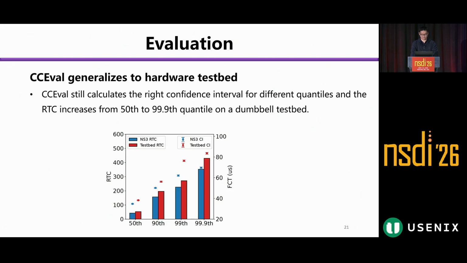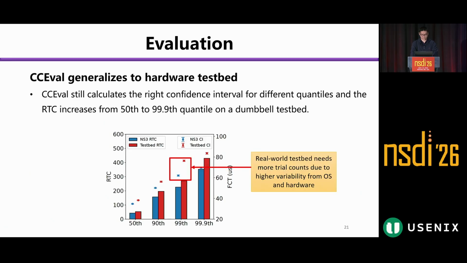We then move from simulation to a hardware testbed. The testbed uses the same dumbbell topology as the NS3 simulation. CCEval still calculates the correct confidence intervals for different quantiles, and the required trial count increases from the median to the 99.9th percentile. However, the real-world testbed needs more trials than simulation. This is expected because operating systems, hardware, and background effects introduce additional variability.